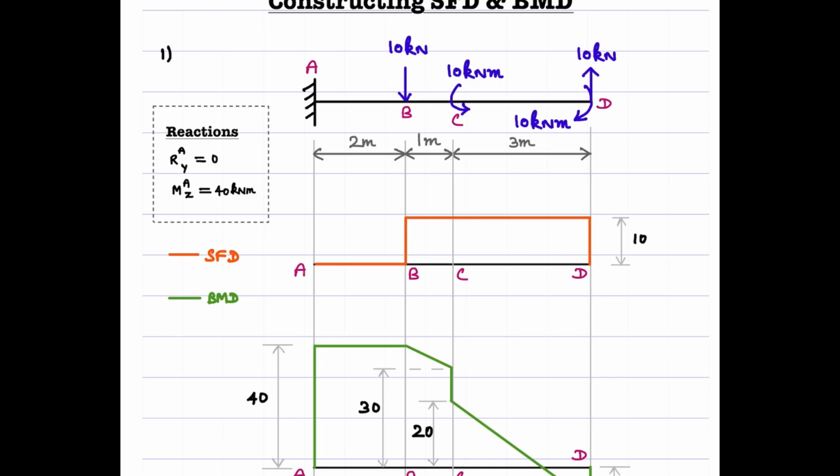Between this location B and D, you don't have any other force acting. Therefore, the SFD ordinate should remain constant within this region. Finally, when it reaches the free end, you have this 10 kilonewton force acting upward. We know that a force acting upward on the right face, and downward on the left face, constitutes a positive shear force for us. So this should end with this positive ordinate here. That's how we finally finish this shear force diagram.